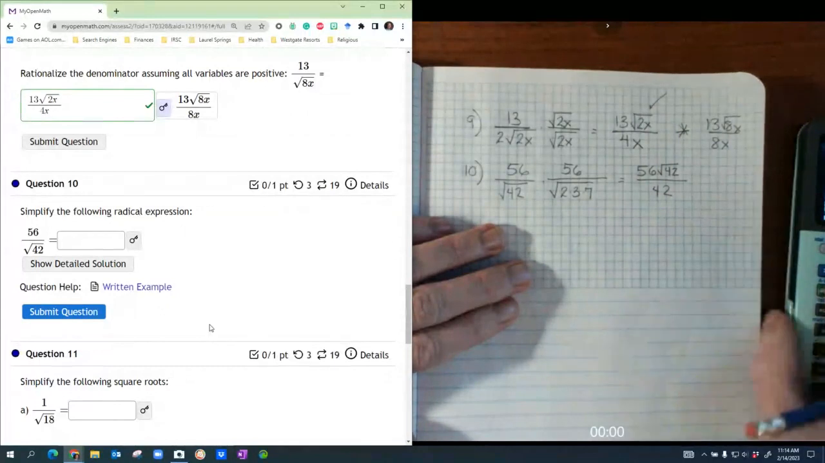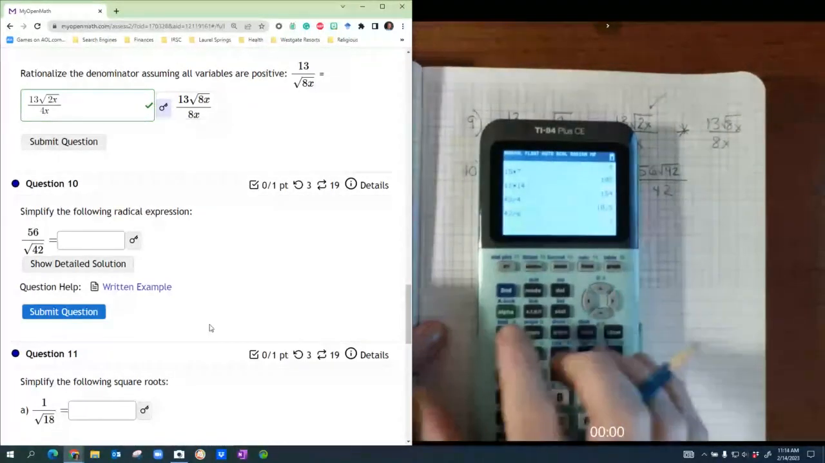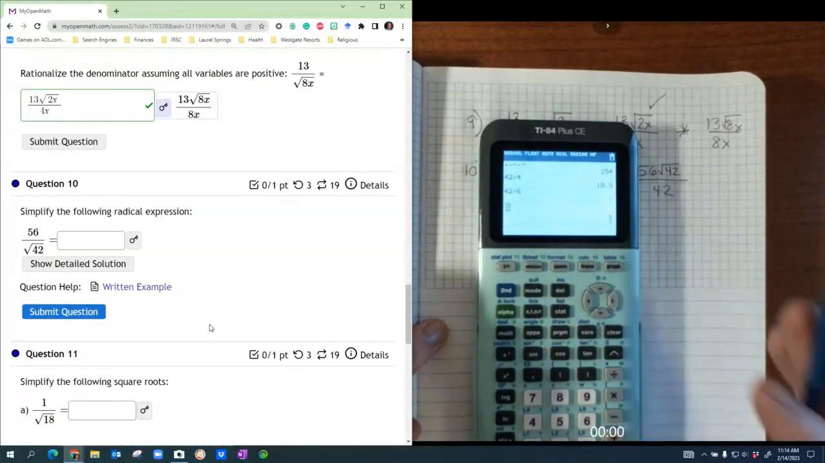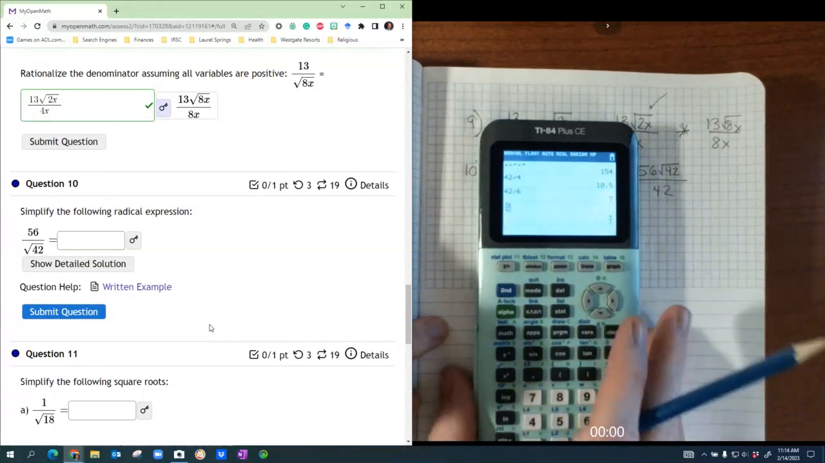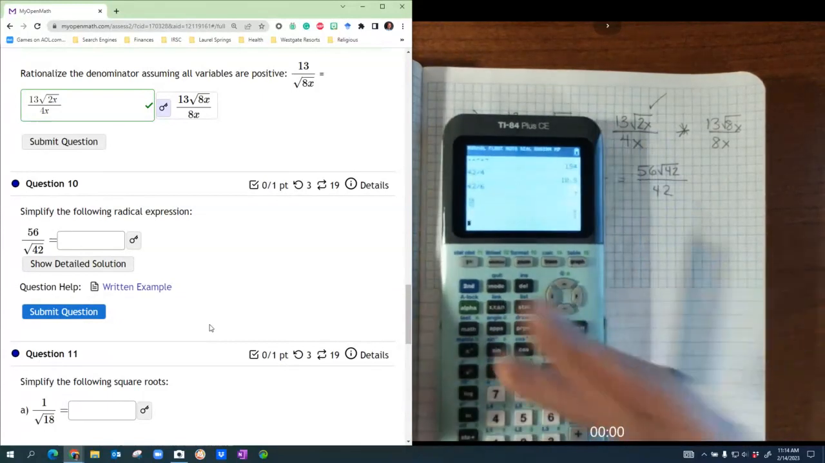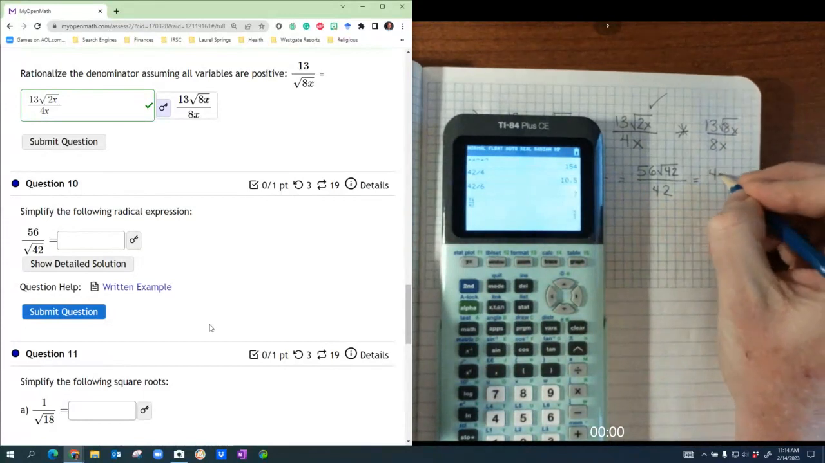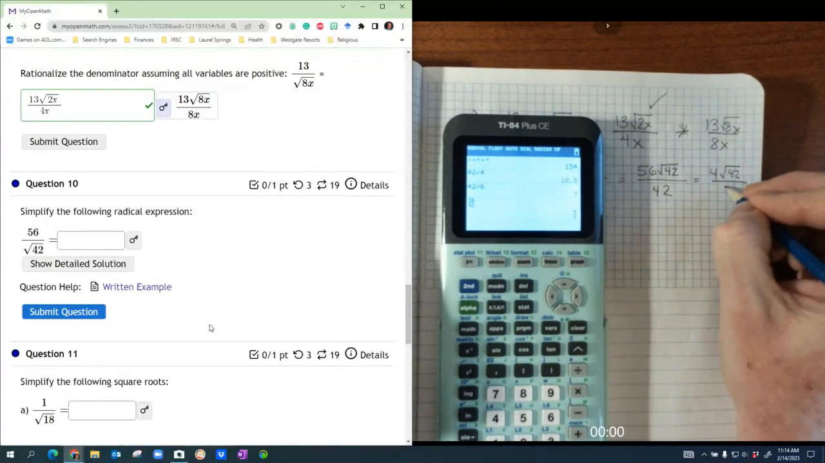Okay? So now I'll show you something pretty cool. This calculator, if I hit this, watch this. Some of these don't like scratches. So I can put 56 over 42 and hit enter, and then immediately reduce it down. You're probably like, oh my God, how did I not know that? This calculator is pretty awesome. All right, so now that's 4 radical 42 over 3.